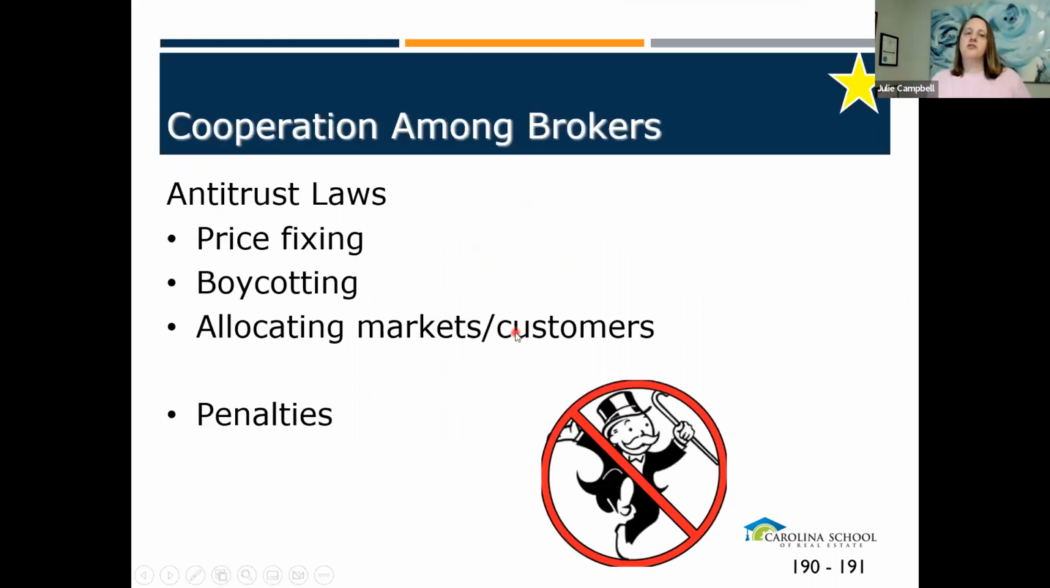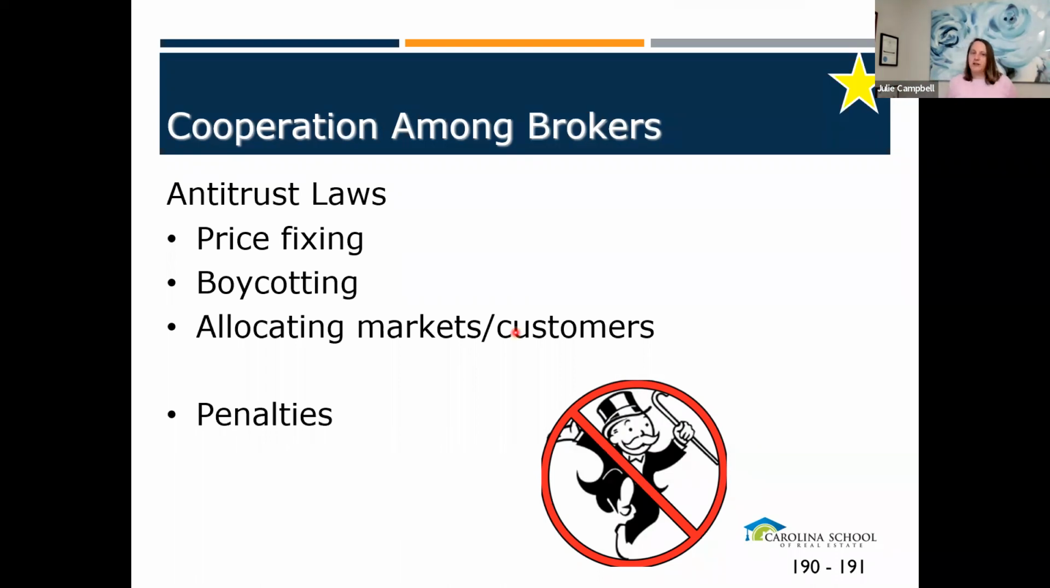Something else we need to pay attention to is some antitrust laws, specifically Sherman antitrust laws. Sherman antitrust laws are not just about real estate, but it does apply to real estate. The whole point of antitrust laws is to prohibit monopolies. Real estate specifically is an open market. It should allow for free trade. And anything that restrains that free trade is a violation of our antitrust laws.